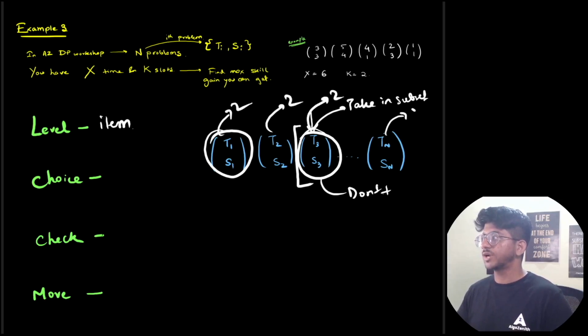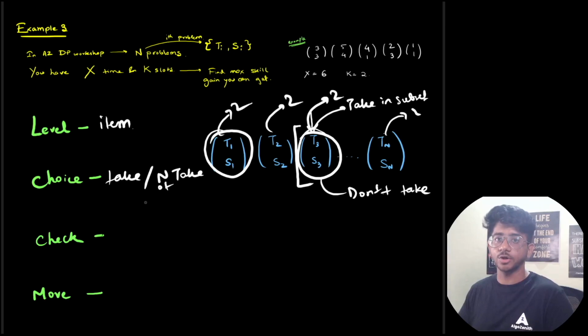Two choices and so on. For every element, there are two choices. In general, the number of subsets of a set is 2 to the power n. That's how it comes out, right? So you can take this into the subset or not take it into the subset. So the choices are take or not take, okay?